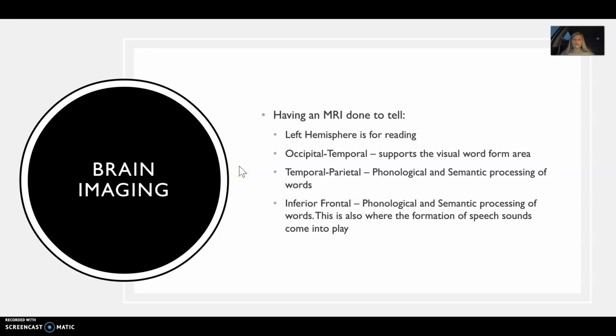Something that I thought was neat was brain imaging. If you're having an MRI done, this MRI is going to tell you that your left hemisphere is for reading. And the next 3 bullet points talk about what your brain does. It supports the visual word form. It is processing of words. And it also is the formation of speech sounds where they kind of start to come into play.